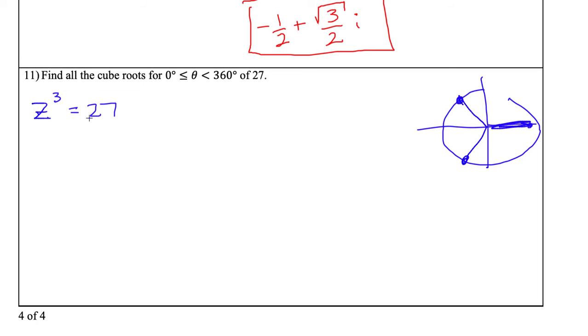This is review. Z to the power 3 in polar form makes it so that my modulus is r to the power of 3, and my theta is 3 theta. That's how I do the left-hand side. Now I need to do the right-hand side. What is the modulus? What is the length of 27? It's pretty easy. It's 27.